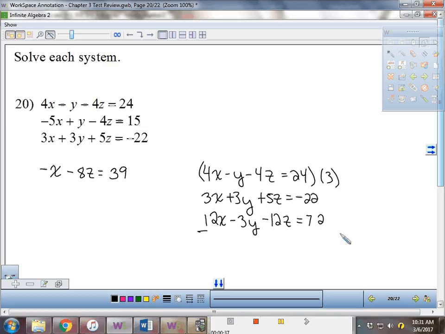Alright, so I'm going to add these two together. So I've got 15x. The y's go away. 5 and negative 12 would be negative 7. And then negative 22 plus 72 is 50. So I'll put this with this other equation.